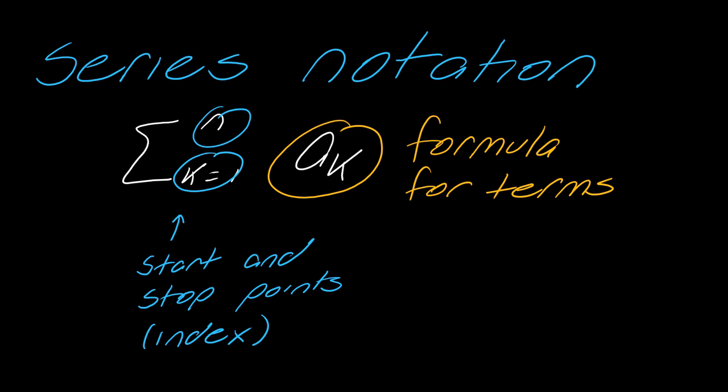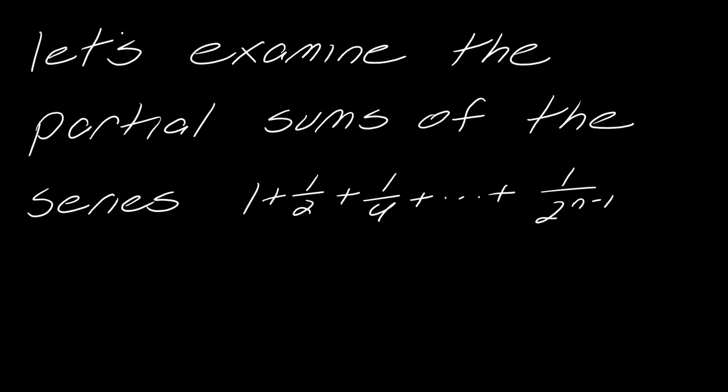Depending on what we're doing, we can play around with these different pieces of the notation. But series notation is really essential when we're talking about infinite series or finite series. If there's an n here, that means that this series ends at the nth term, which automatically makes it finite. Okay, so now let's examine the partial sums of a different series. Let's change to 1 plus 1/2 plus 1/4. We'll really use 1 over 2 to the n minus 1.